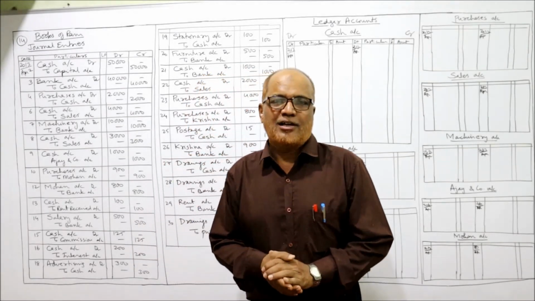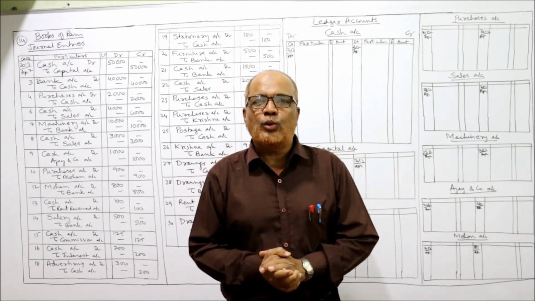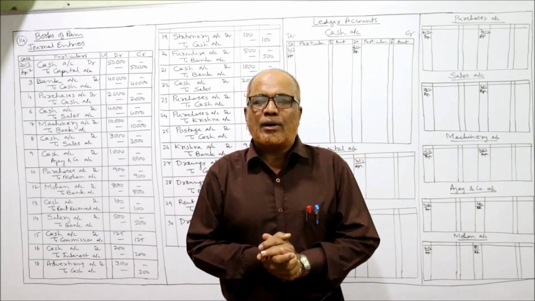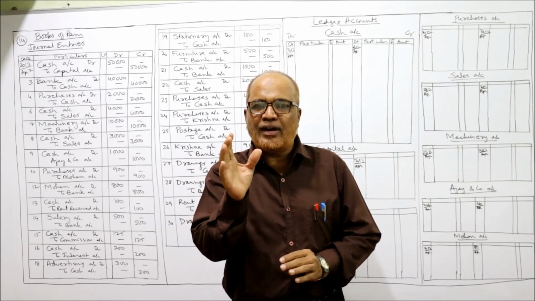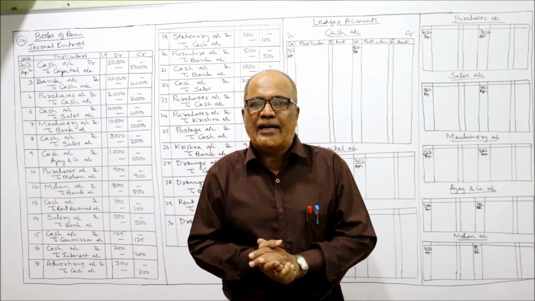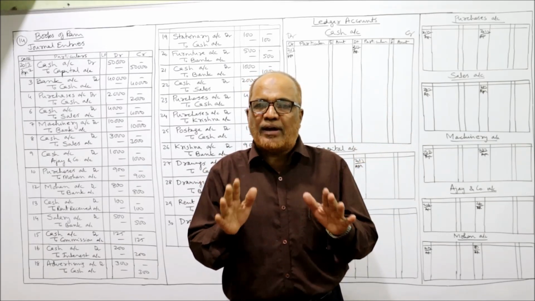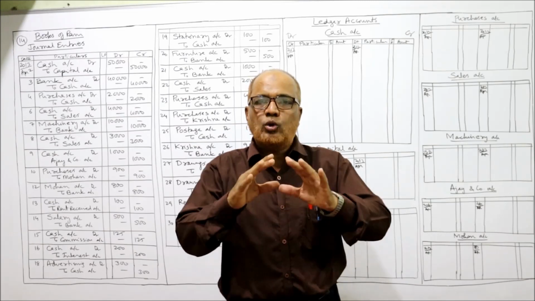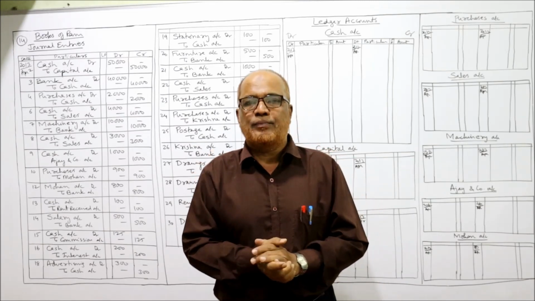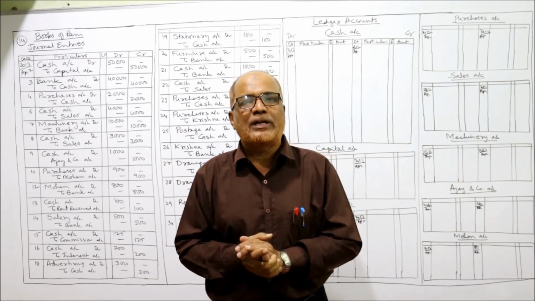I'm Hasham. So now I'm going to start the next problem, that is problem number 14. In the last video I completed the 13th problem, where I passed the journal entries, posted them into ledger accounts, and prepared the trial balance. So in one problem I have shown you how to pass the entries and how to post them. It is the same nature of problem; one more problem I am going to do, that is problem number 14.